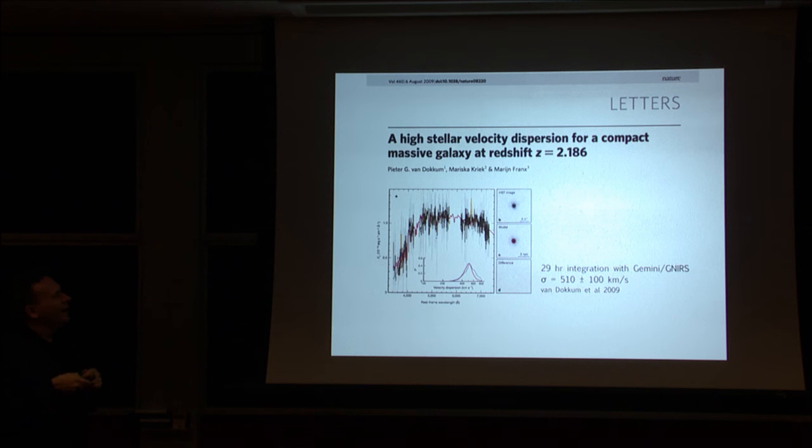It's very hard. This was in 29 hours with Gemini to try and measure a velocity dispersion in one of those eight galaxies, the brightest one. And you know, it kind of worked. Here's the probability distribution, just using Poisson errors. So this is sort of the most optimistic case. And what we found was a velocity dispersion of 500 kilometers per second, which was exactly what was predicted based on the stellar mass and the size of this galaxy. So this was in 2009, a single object that we published in Nature.